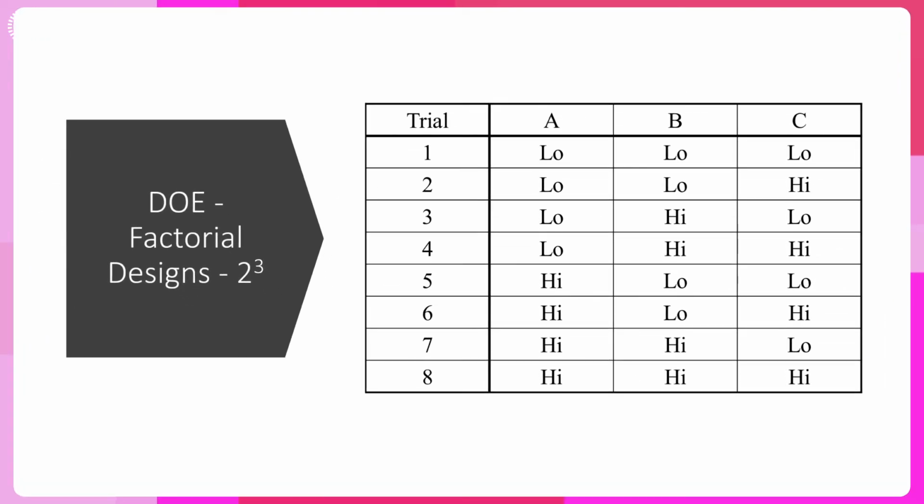So this is a classic example of a 2 cube factorial design where you have three factors A, B, and C, and you run different trials keeping these permutations and combinations, and in total you carry out 8 experiments after considering each and every factor, each and every variable at each and every level.